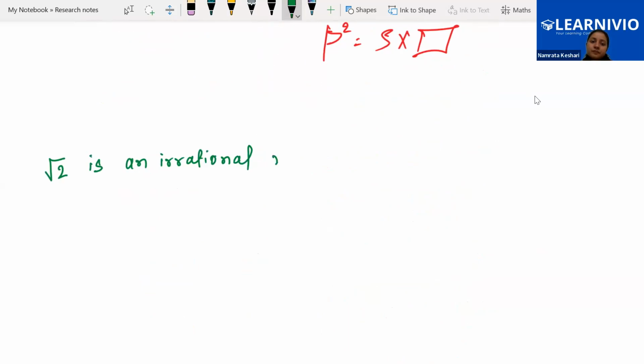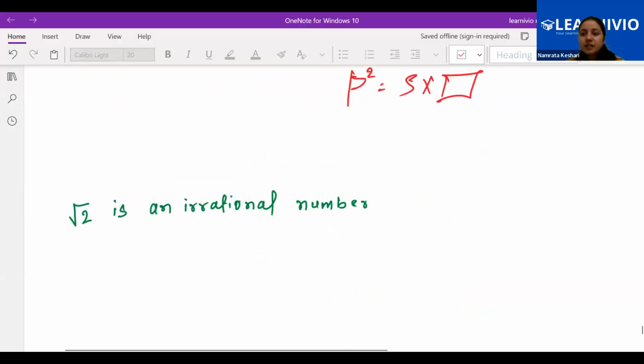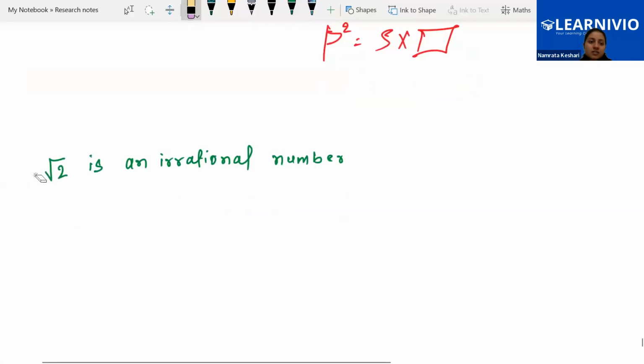Ma'am, for root 2, we already did, right? Yeah. For root 2, we already did this. Ma'am, we already did this question. Root 2 I have done. Okay, yes, let's do with root 3 because last day we have done it quickly. And I said to you that we will be discussing the same concept again because a lot of things we have to keep in mind.